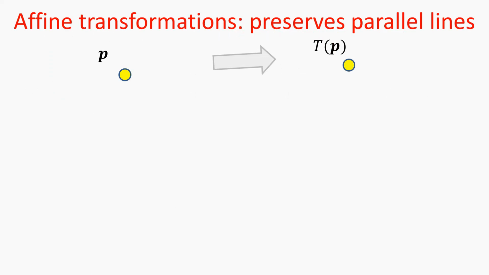I pose the question again. What are those functions T that map lines to lines and preserve parallel lines? Computers deal with numbers, so points to be transformed and points obtained after the transformation are expressed by coordinates.